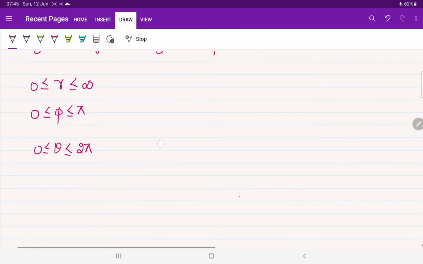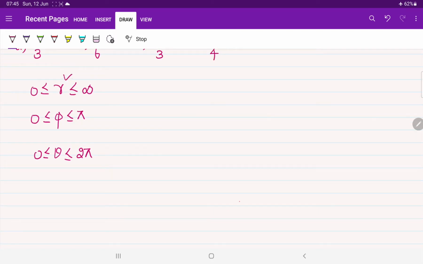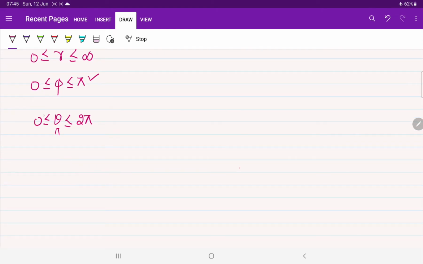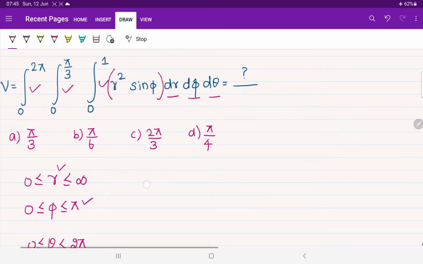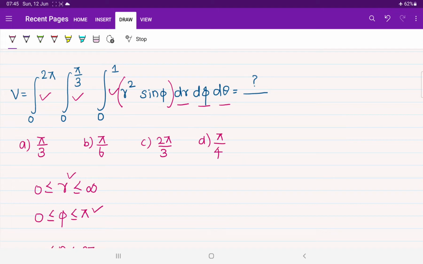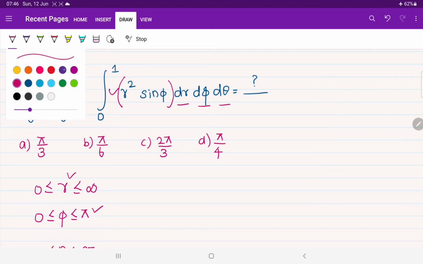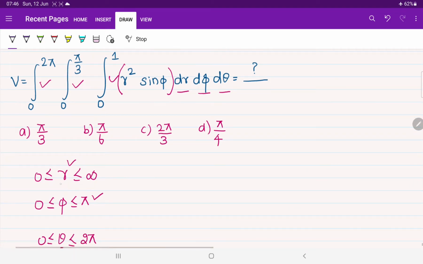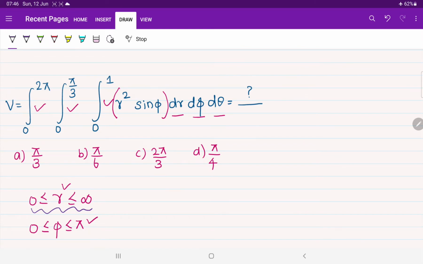It is fixed. The value of r can be anything between 0 to infinity, the value of phi anything between 0 to pi, and theta anything between 0 to 2 pi, but the maximum limit is 0 to 2 pi for theta. From this, we can easily identify the integration limits. If you find values like 0 to infinity, they are values, not degrees. So if you find any values like 0 to 1, 0 to 10, 0 to 5, that indicates the limit is given for r.